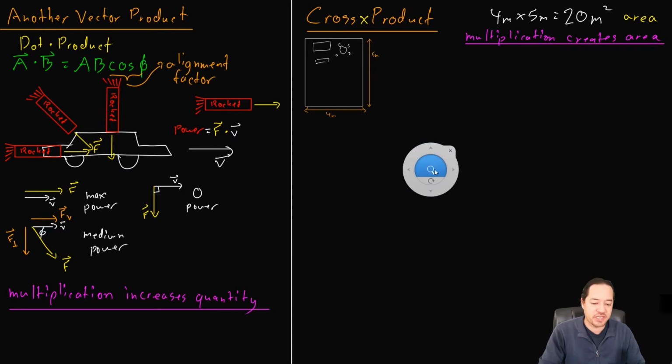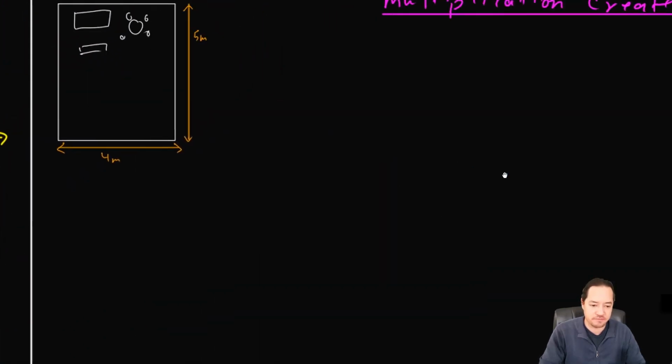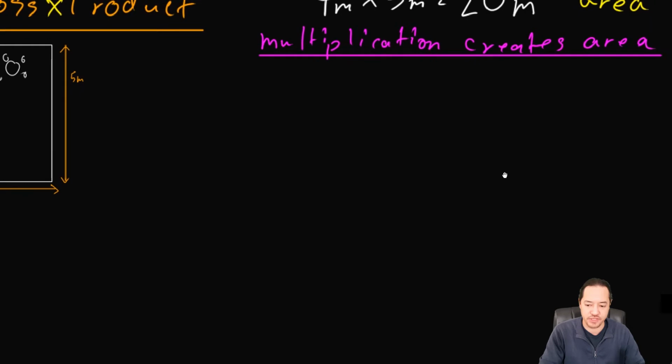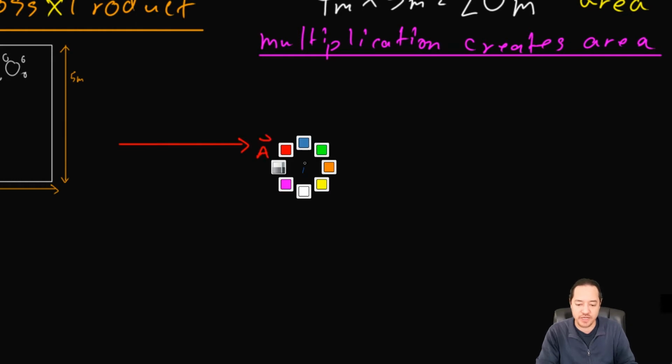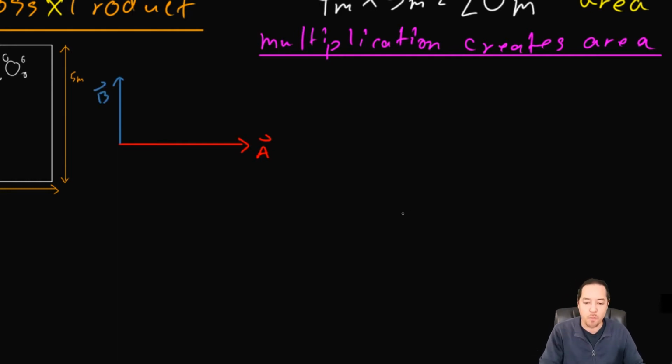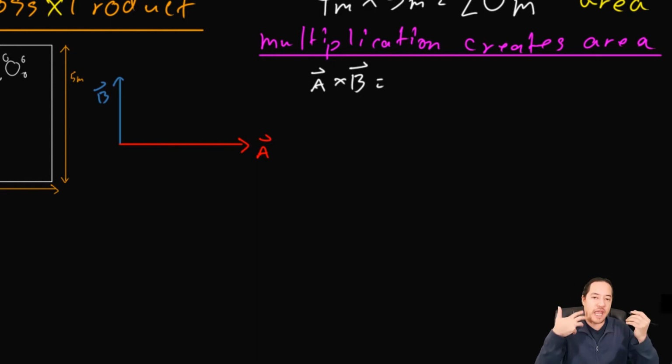let's say we've got 2 vectors, right? Let's get a vector A, just like that, and we'll also get a vector B, just like that. Okay, here's vector B. Now, if I wanted to multiply A cross B and create an area, how would I calculate this area? Well, I think it's pretty obvious.